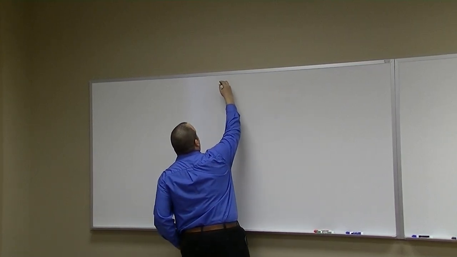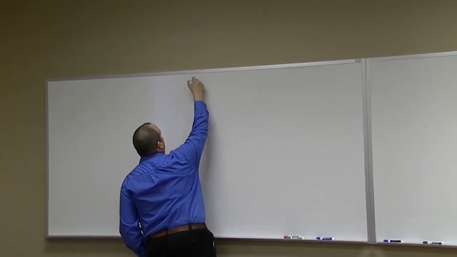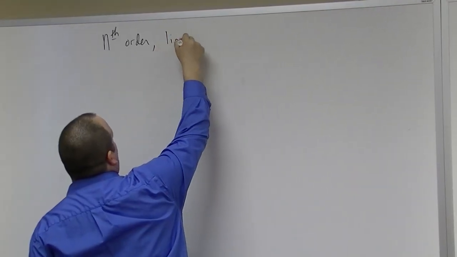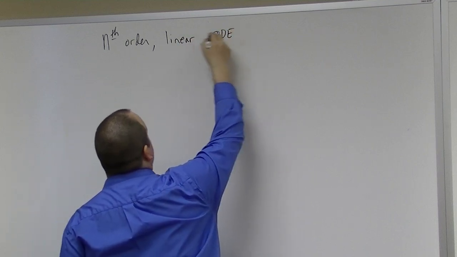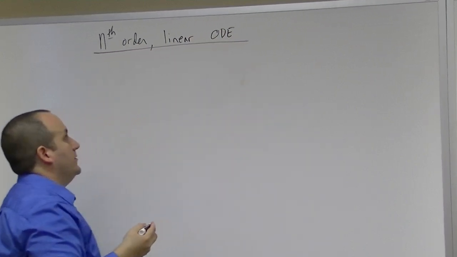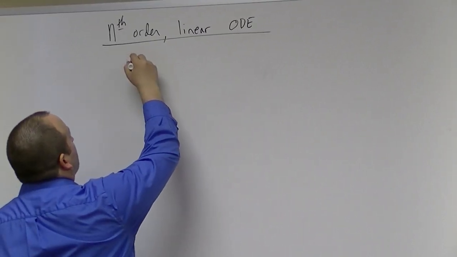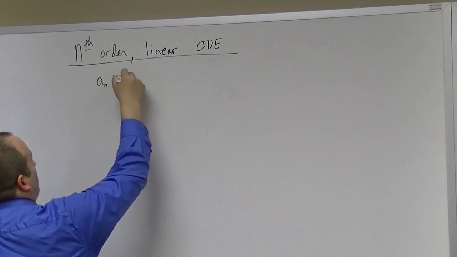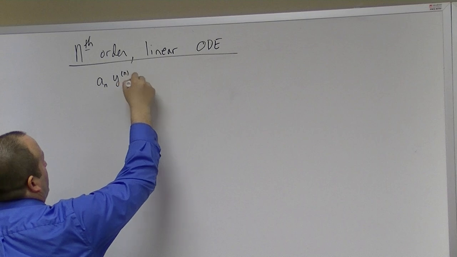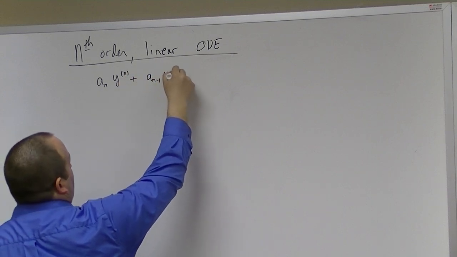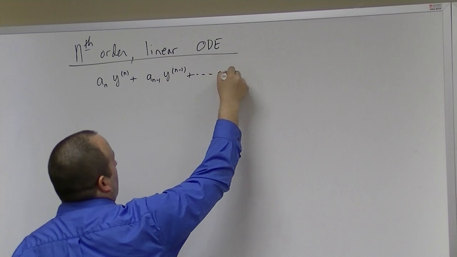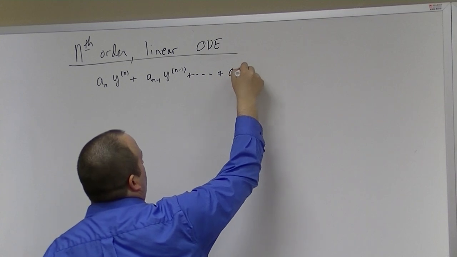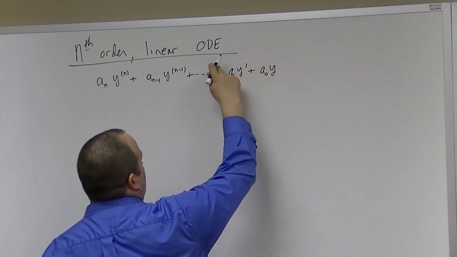So, in the second part, we're going to talk about the nth order linear ODE, how to solve it. Here's basically the problem. You get something like a_n y to the n, plus a_{n-1}, the n minus 1 derivative, plus, let's say, what was the count here? I guess a_1 y prime plus a_0 y equals g(t).